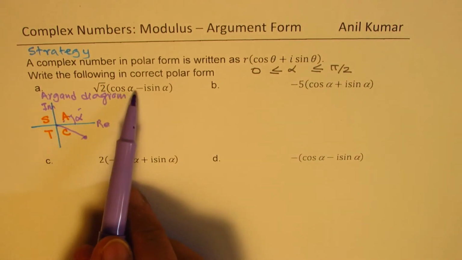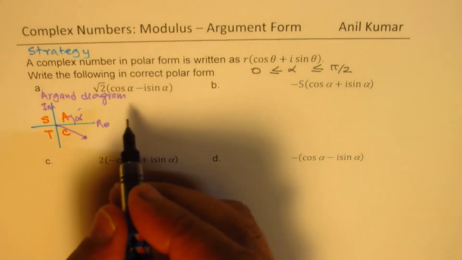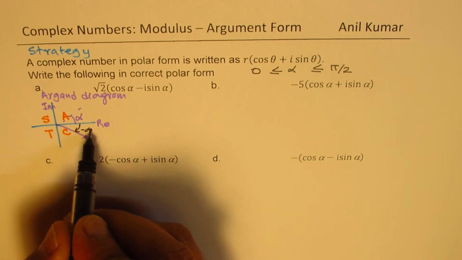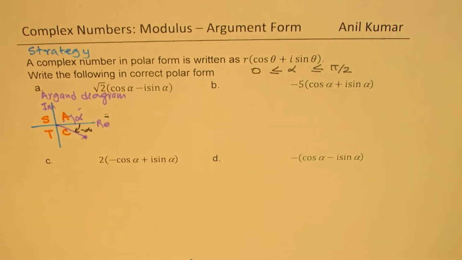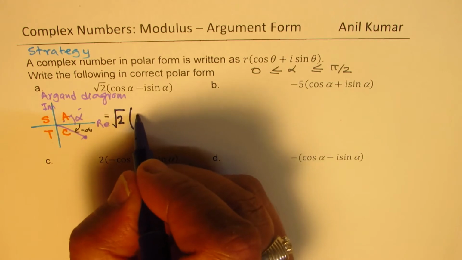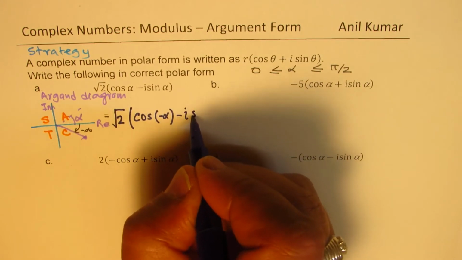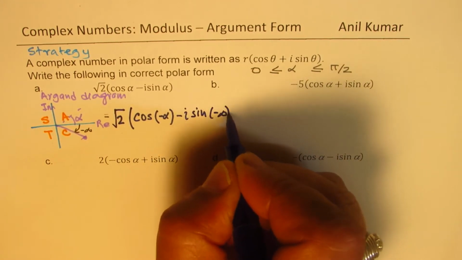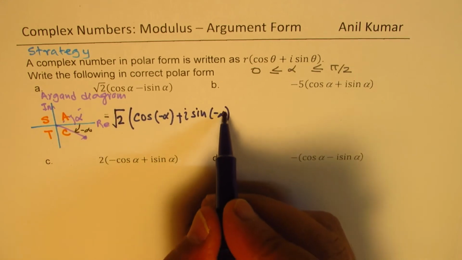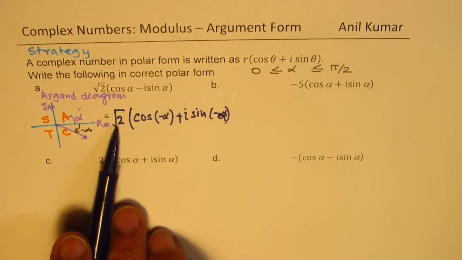Now, we don't want this negative sign. So how can we write it? That is what you have to decide. Looking at this, we could say this is minus alpha. So we could write this as square root of 2 times cos of minus alpha plus i sin of minus alpha. Now the minus becomes positive since I have written sine of minus alpha. Sine of minus alpha will be negative, so you'll get the result. Do you understand? So we have written it in the correct form.